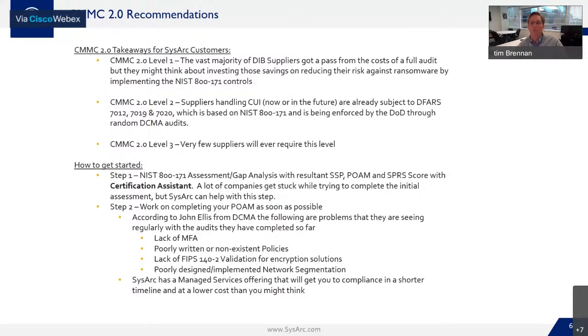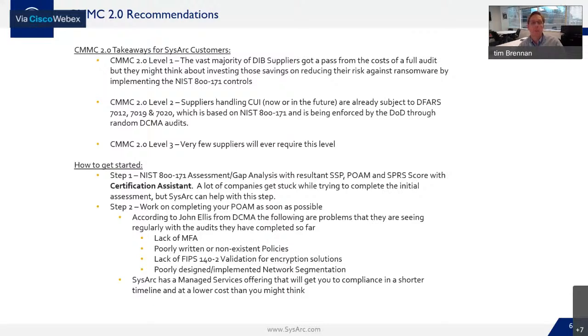That gives you the roadmap of where you are and where you need to get to, and in what time frame, right? So the Certification Assistant's got a lot of functionality and features in it, including the ability to track your progress along the way, and put in evidence that eventually you'll need when you get audited. So it's a really full-featured tool that we like and use a lot.